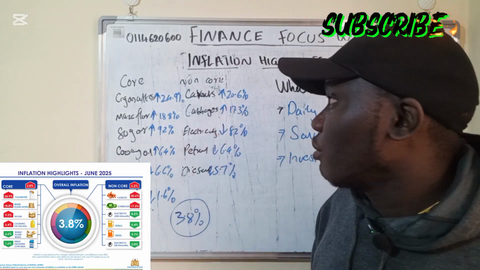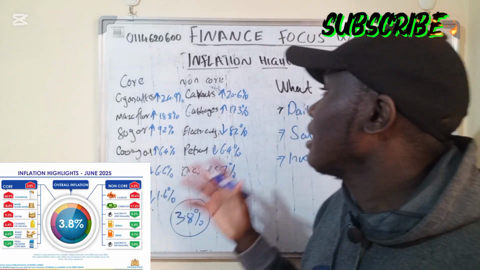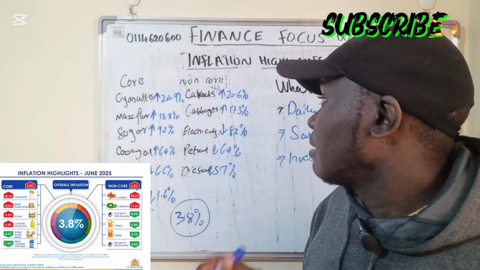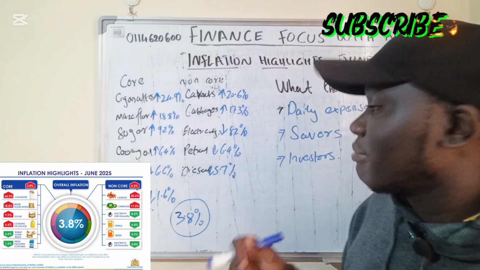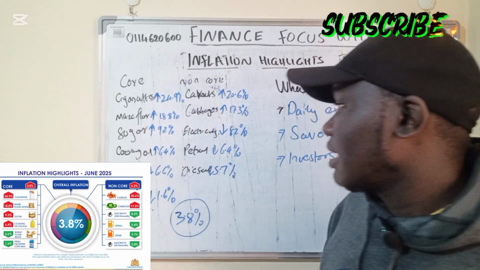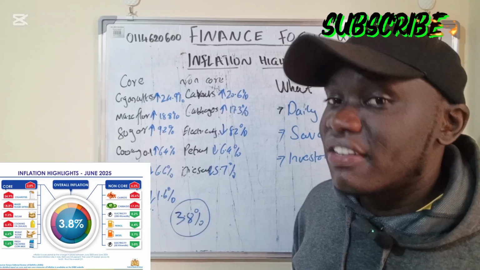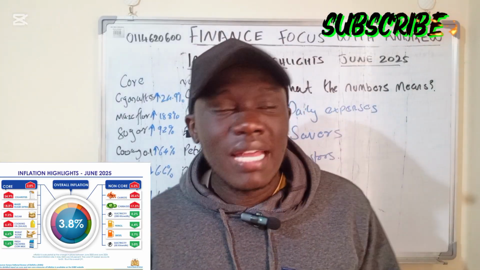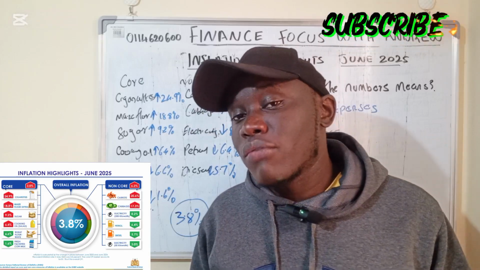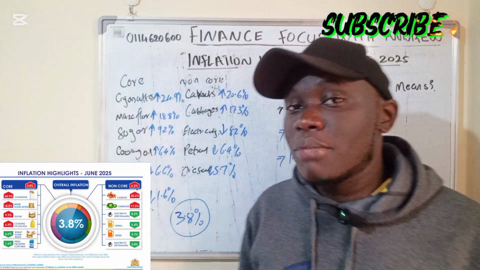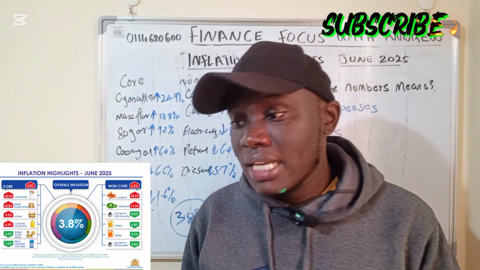When you come to the non-core, the price of carrots increased by 20.6% within the year. Cabbages increased by 17.3% within the year. Electricity decreased by 8.2% within that year. Petrol decreased by 6.4%. Diesel decreased by 5.7%. So that is how easily you can calculate inflation of whatever commodity you wish. You can also calculate the inflation for the services that you gain.